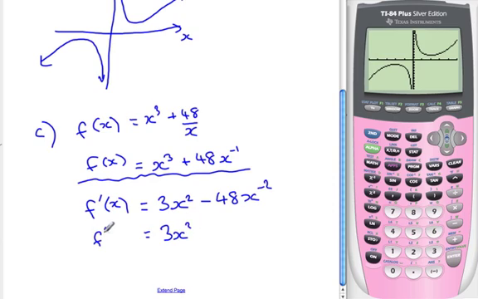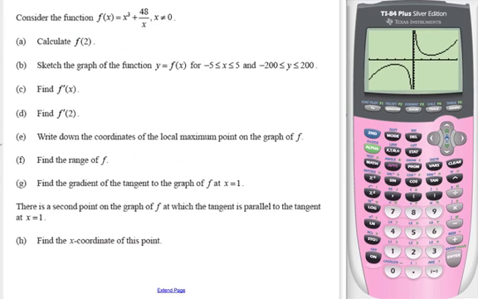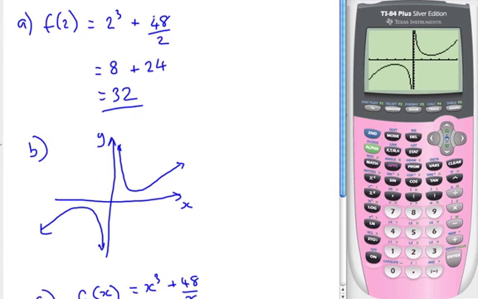I'm going to write that out a second time. So this is still f dash x, I'm not differentiating again, I'm just writing it out. So I can show that I know that x to the power of negative 2 is the same as divided by x squared. Alright. What's next? Find f dash of 2.